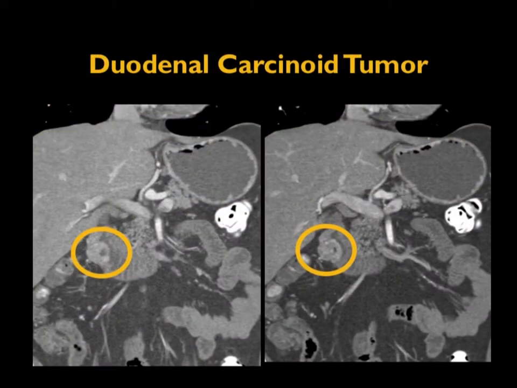Here's a good example of a duodenal carcinoid. There's a mass in the wall of the duodenum. It's slightly enhancing. Could this be a metastasis? Yes. Could this be an adenocarcinoma? I guess the answer would be yes. But it's enhancing. It's a great location for a carcinoid.